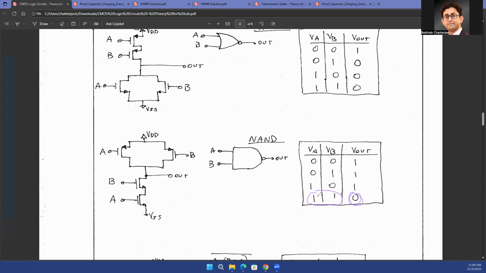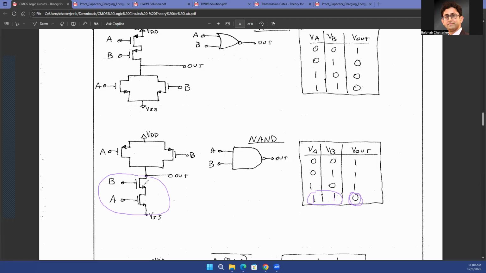When do you want 0? When both of my inputs are equal to 1. How do I implement that? I have both of my inputs in the pull down network in series, because only if both of them are 1, then my output gets discharged. In all other cases, my output stays charged.